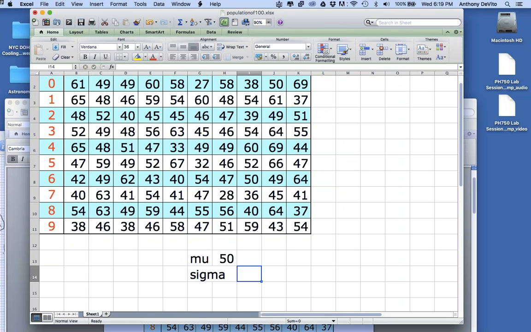Right, my standard deviation is equal to standard deviation, parentheses, and I'm going to take the standard deviation of all of these numbers. And it comes out to be 9. Pretty convenient, right? Nice round numbers and stuff like that. So now I say to myself, this is my population, mu and sigma.